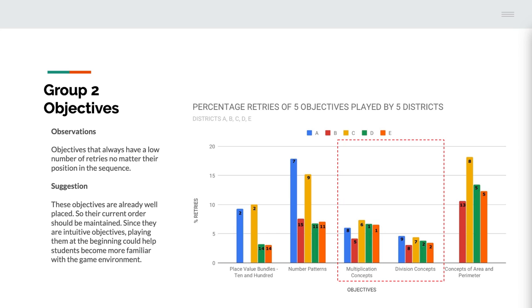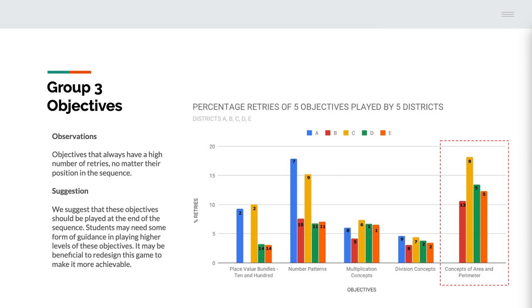From the plot above, multiplication concepts and division concepts fall into Group 2 because they are easy no matter the order they were played. These objectives are already well placed, so their current order should be maintained. Some of these objectives could be played at the beginning of the sequence to help students become more familiar with the game environment. Concepts of area and perimeter falls into Group 3.